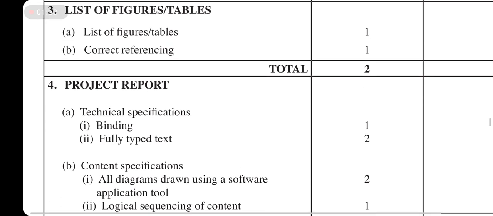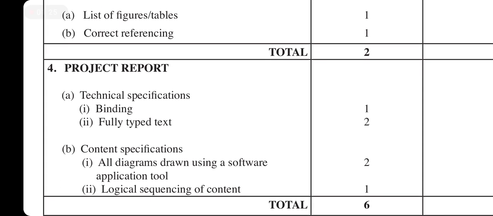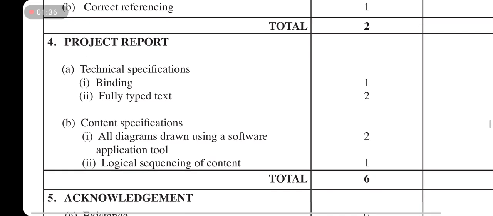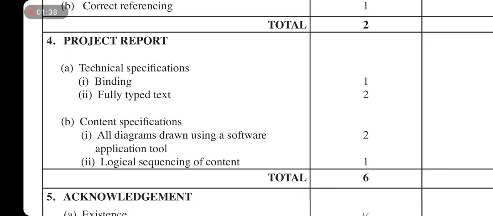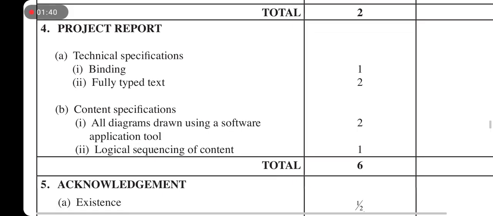Then in the project report now, the technical specification, how you bind, just binding that thing. You can use spiral binding or tape binding. It's another mark. Fully typed text, 2 marks.